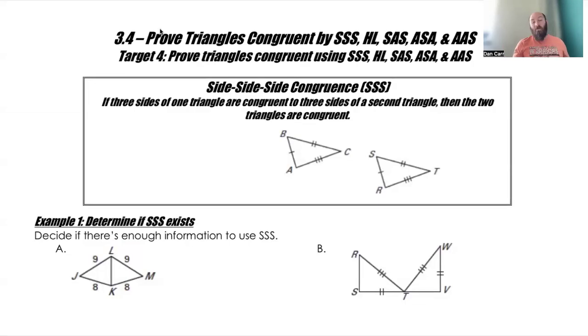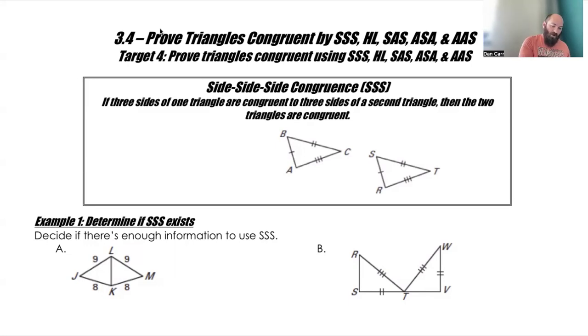Today we're going to be looking at 3.4. We're going to be proving triangles are congruent. Before, we talked about what it means to be congruent. It has to have all these matching sides and angles. But today we're going to be looking at shortcuts in terms of how do we identify that two things are congruent, specifically triangles. How do we know for a fact that two triangles are congruent?